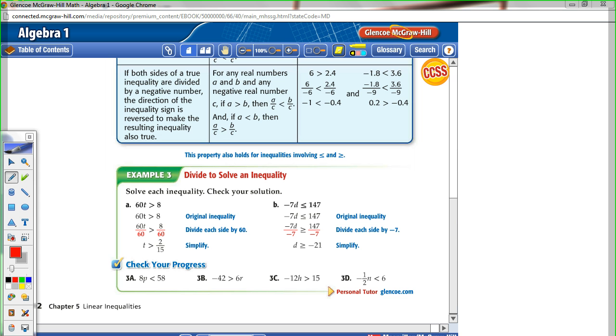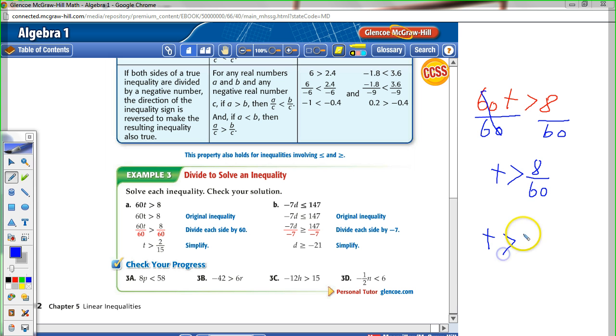Okay, so here you have 60t is greater than 8. So just like how we would solve an equation, you're going to just divide by 60 on each side. That's gone. Now you have t is greater than 8 over 60, which if you simplify is t is greater than 2 over 15. Now in this case, the sign didn't change because we didn't divide by a negative number. It was a positive, so we'll just keep the sign as it is.